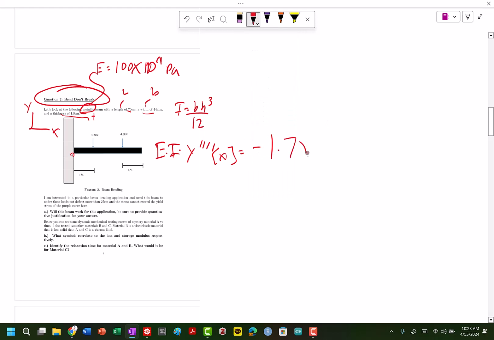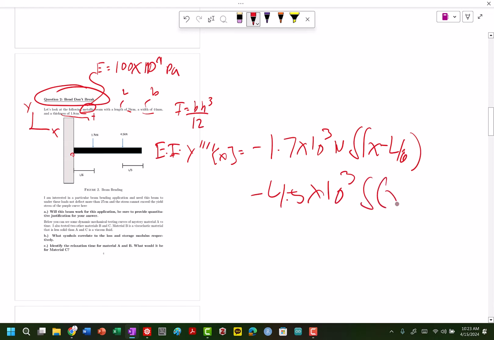Minus 1.7 times 10 to the 3 newtons Dirac delta, x minus L over 6, minus 4.5 times 10 to the 3 times Dirac delta of x minus 4L over 5.